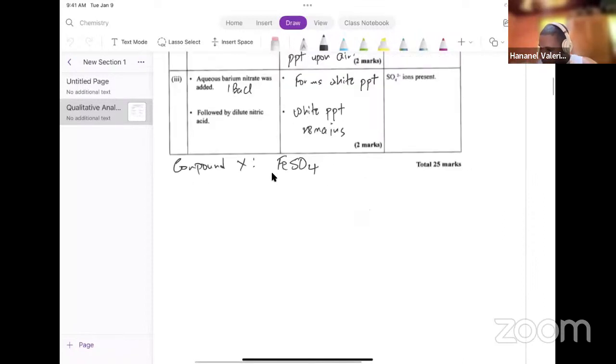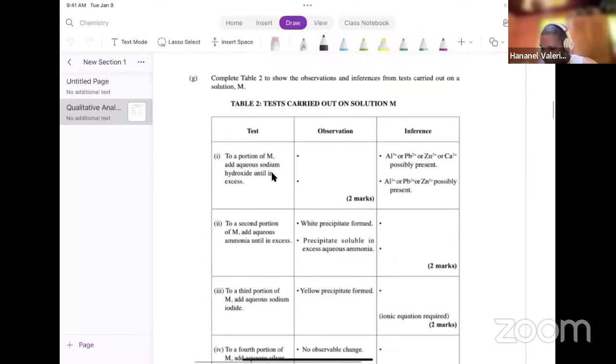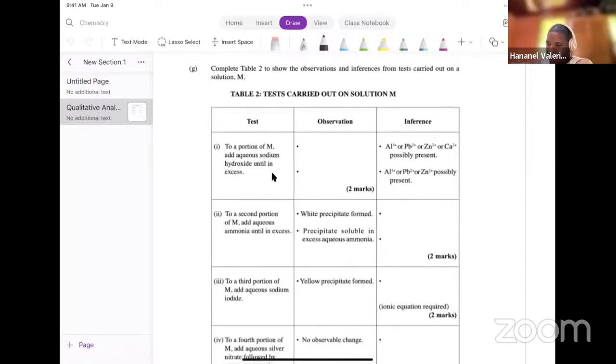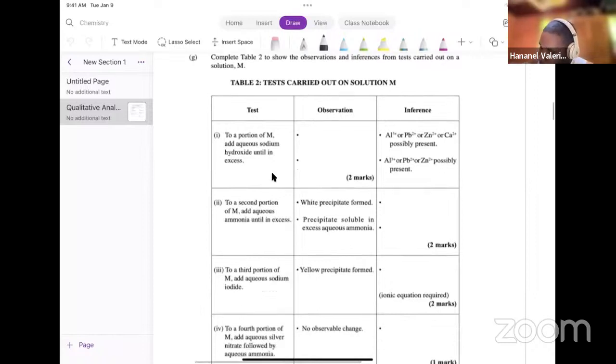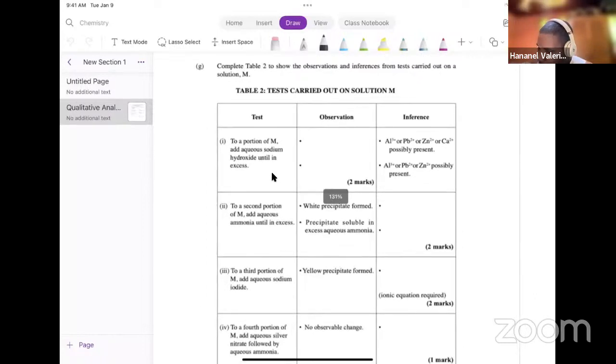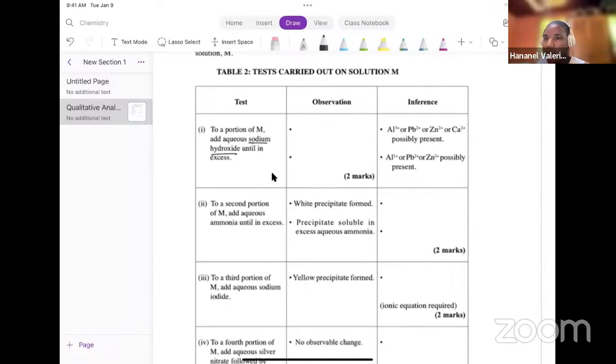That's the first question. So we're seeing qualitative analysis is not so difficult, but let's look at this one. It says complete table 2 to show the observations and inferences from tests carried out on a solution M. So this is called compound M, okay? It says to a portion of M, add aqueous sodium hydroxide until in excess. So we're adding sodium hydroxide again, it means that we want to look for the cation or the metal ion, okay? And this is where our friend ZAP comes into play.